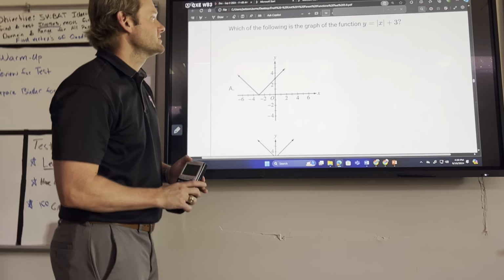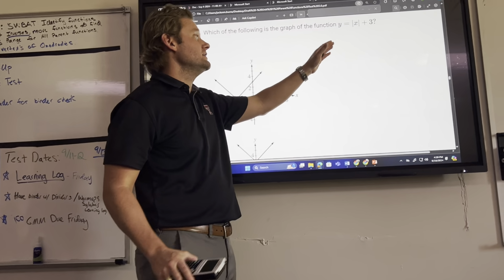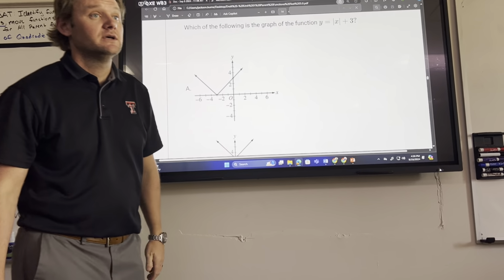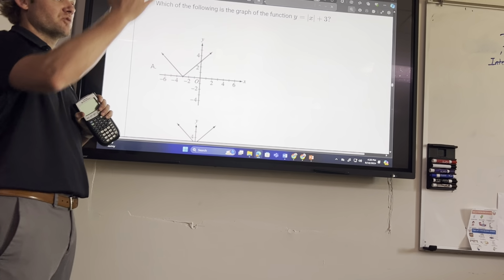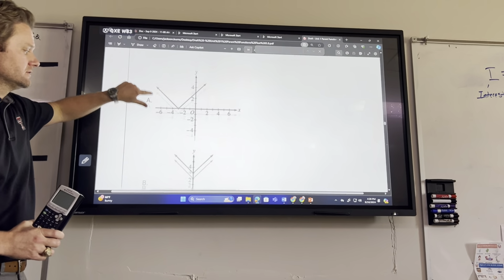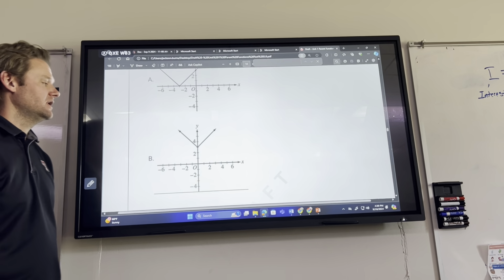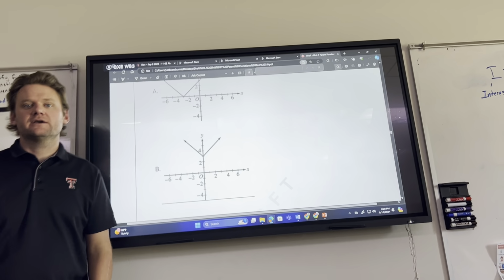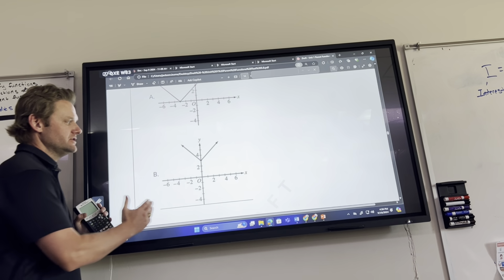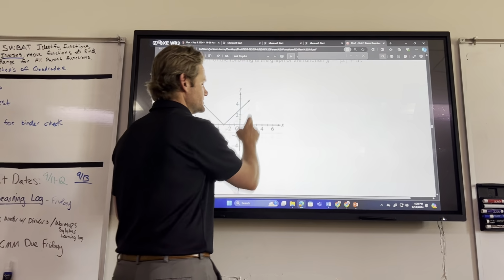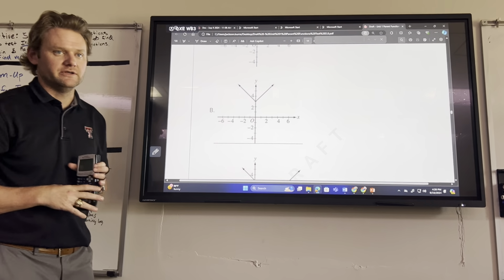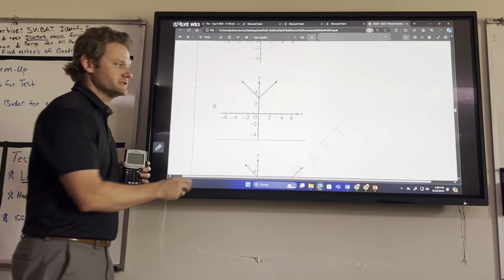All right, which of the following is the graph of the function y equals x plus 3? Or sorry, the absolute value of x plus 3. It's outside, so I'm working vertically, right? So yeah, going up 3, boom. And I got it right off the bat. All I do, if I'm outside the absolute value, outside my parentheses, I go up 3. All right, pretty easy stuff.